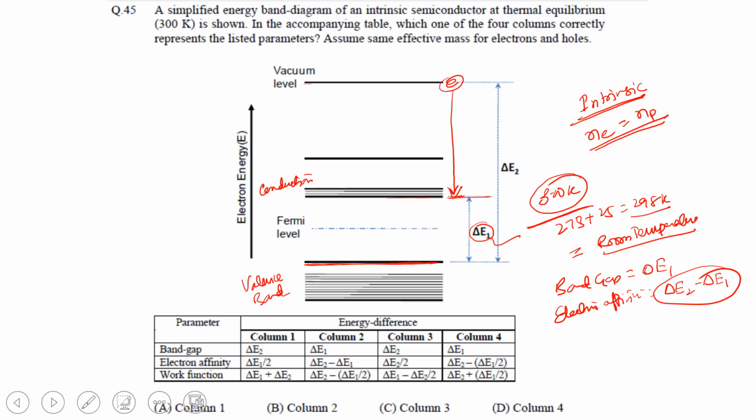Now the next is work function. The work function basically tells the amount of energy needed to eject one electron from the material completely, right? So if we eject one electron from the material, suppose the electron is directly bonded with the nucleus and it has some energy, right? It has some energy. So the energy levels are different.